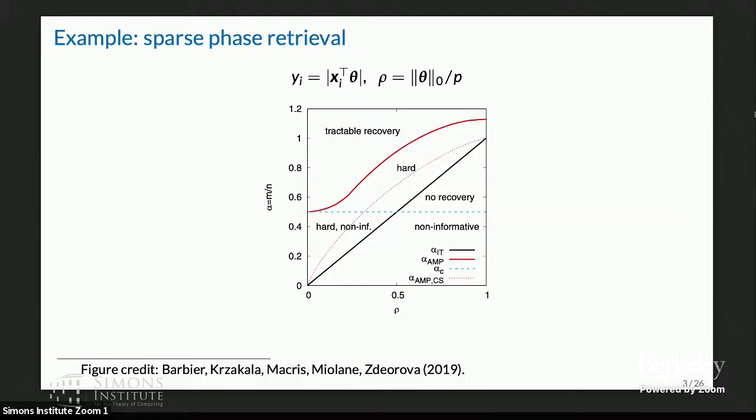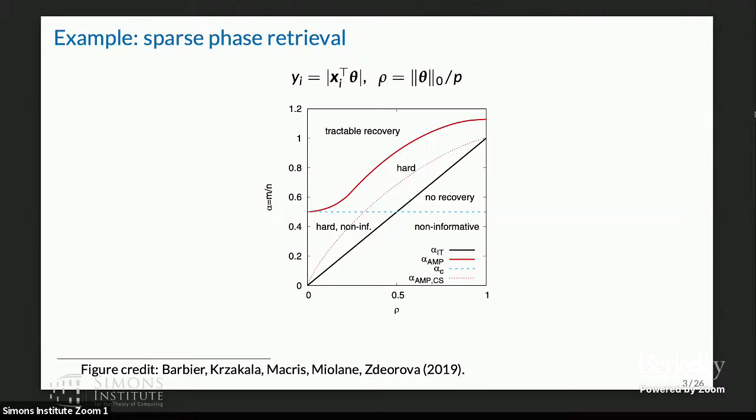And not all of the lines in this figure are going to be important for the talk, but this black line is the information theoretic threshold. So if we have fewer measurements than active coordinates of theta, then recovery of theta is impossible. And this solid red line is an algorithmic threshold. So this is the threshold for a particular AMP algorithm called Bayes AMP.